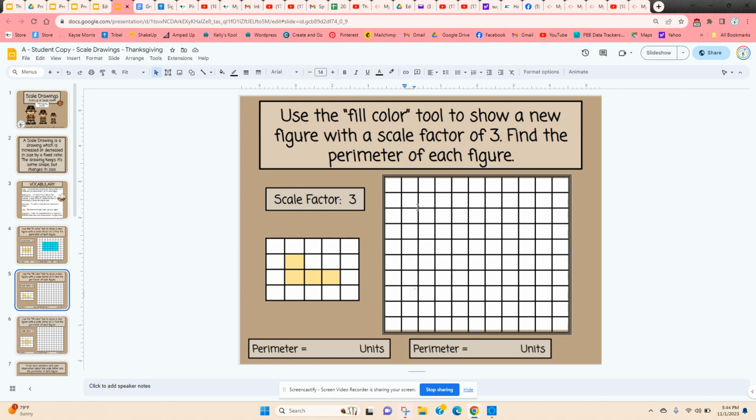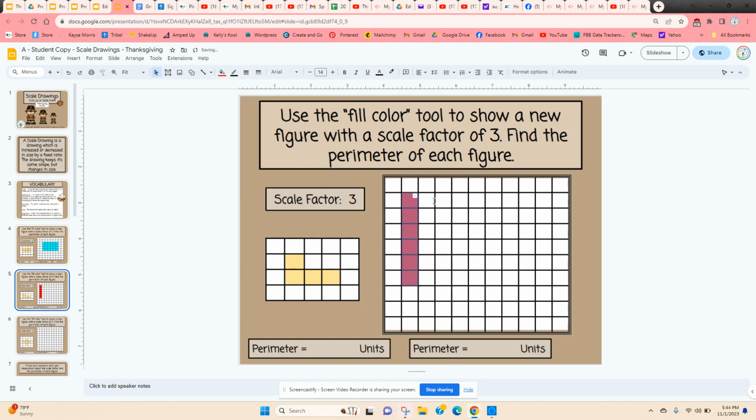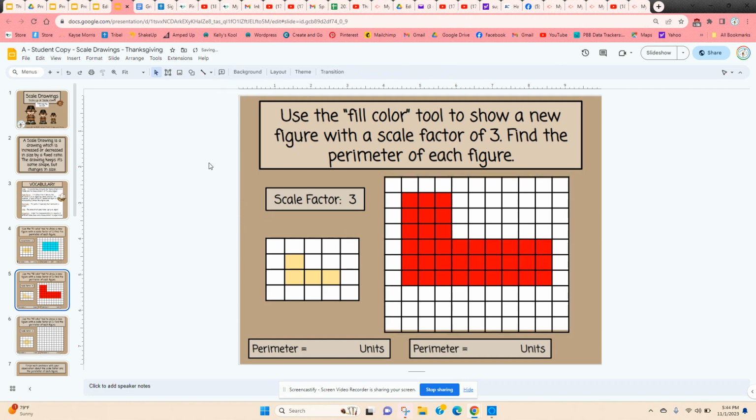fill in. Not that one. Let's try that again. It should be 6, and come up to the fill color feature. Again, they can choose any color they like, and you can only shade in a rectangle at a time. And here they have a new figure, same shape, just scaled up by a scale factor of 3.